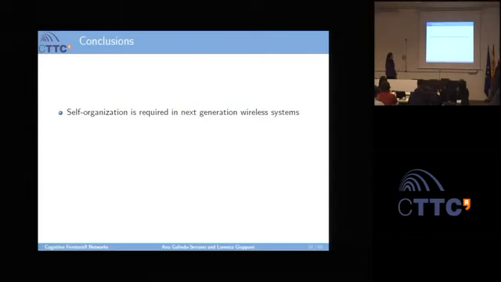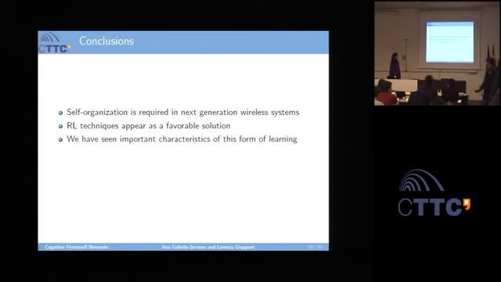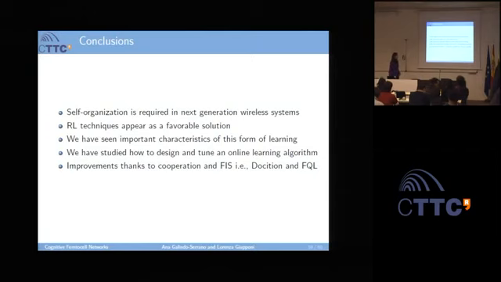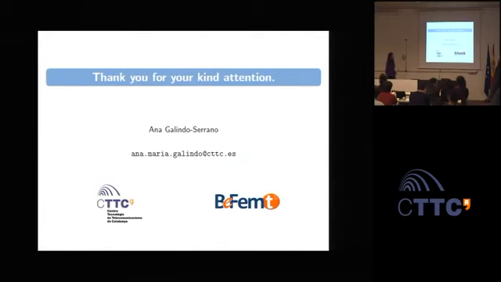And that's all. So with this, I conclude my talk. We have said that self-organization is required, or is a very good solution to solve some problems in next generation wireless systems. We propose to apply some reinforcement learning techniques. We have seen important characteristics of this kind of learning algorithms. We have studied how to design them, and finally, we have seen some improvements for the learning algorithms based on cooperative techniques and fuzzy logic. So that's all. Thank you very much.